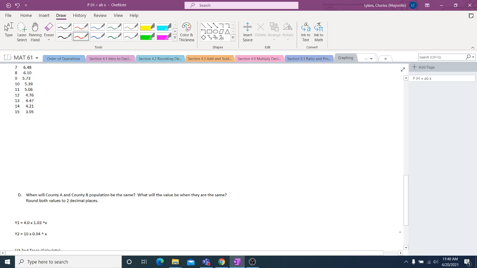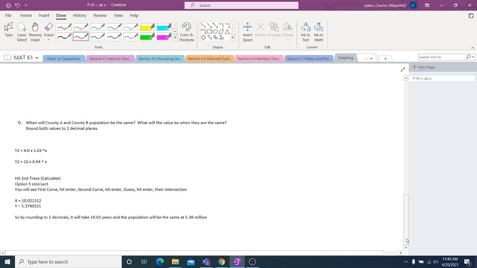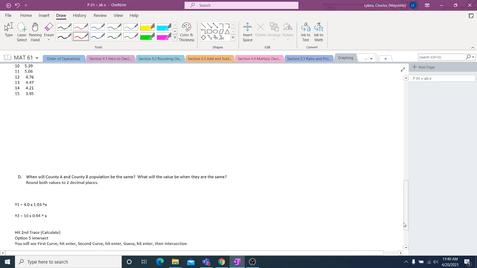They're already in there, so you don't have to type them in. But then remember, you go to your second button, that colored button. Now, instead of doing the graph, you do the trace, and it comes up with calculate. Once it brings up calculate, hit option 5, which is intersect. It'll say first curve; hit enter. You're going to see a second curve; hit enter. Finally, you'll see a guess; hit enter, and it comes up with the intersection mark.